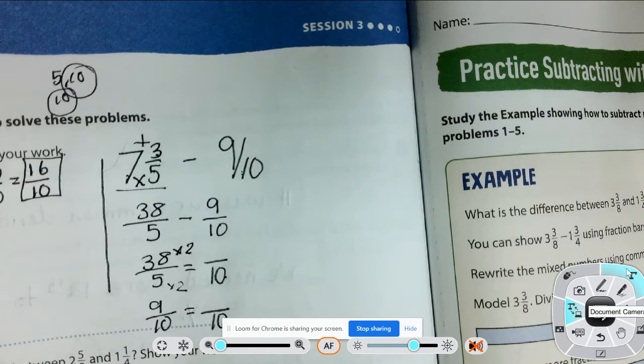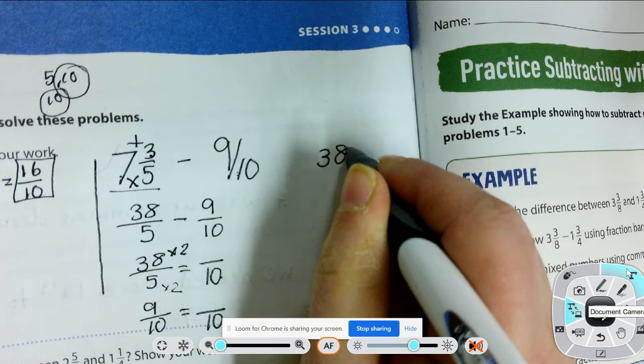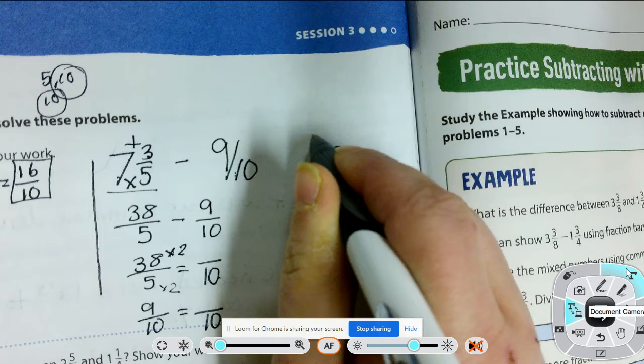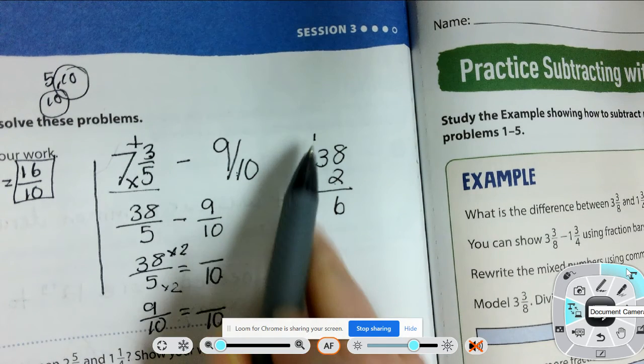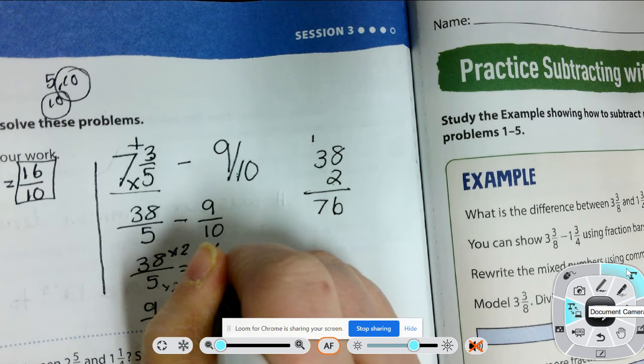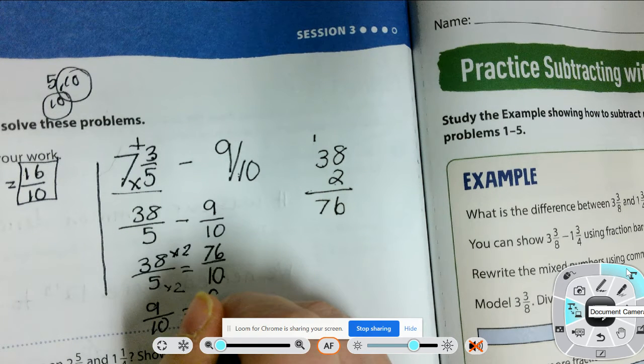Now you have to do some side work. 38 times 2: 2 times 8 gives you 16. You carry your 1, so 2 times 3 is 6, plus 1 more is 7. That gives you 76/10 minus 9/10.